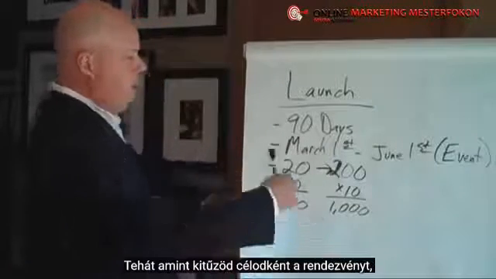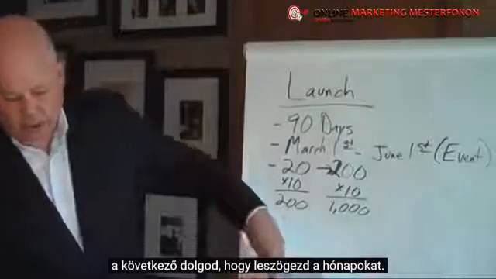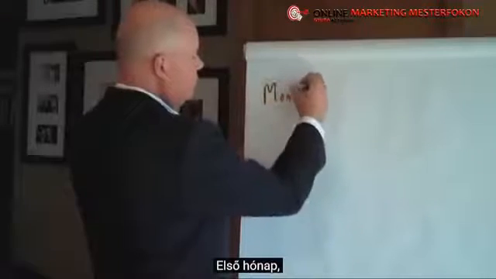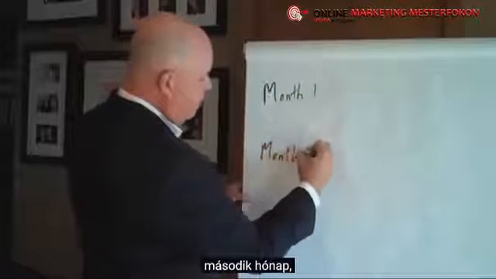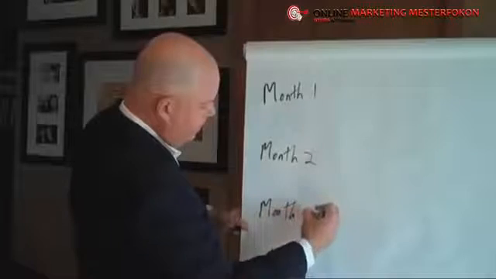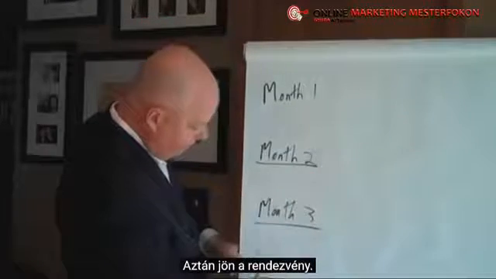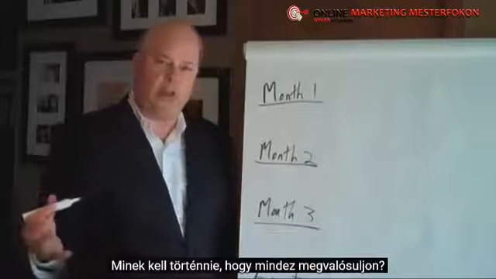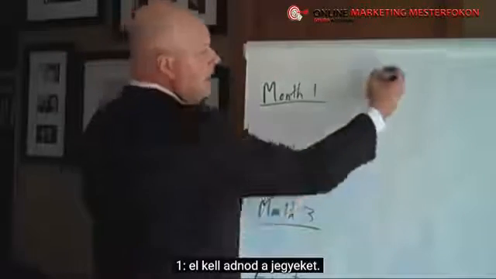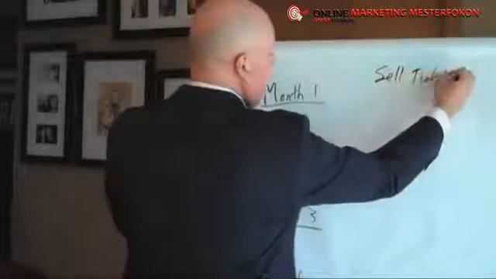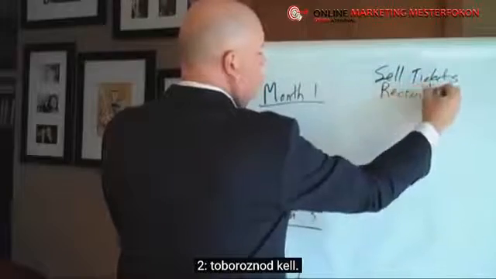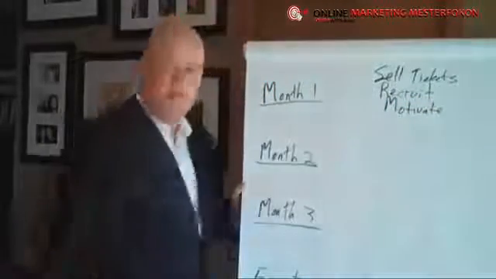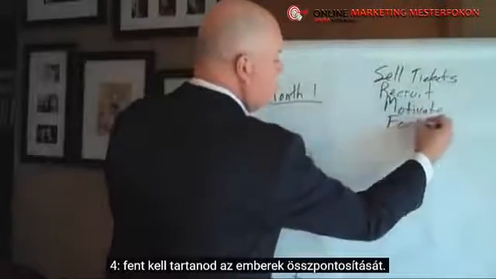So once you determine your event goal, the next thing you need to determine is month 1, month 2, month 3, and then you have the event. Month 1, month 2, month 3. What needs to happen in order to make all this possible? One, you've got to sell tickets. Two, you need to recruit. Three, you need to motivate and inspire. Four, you've got to keep people focused.